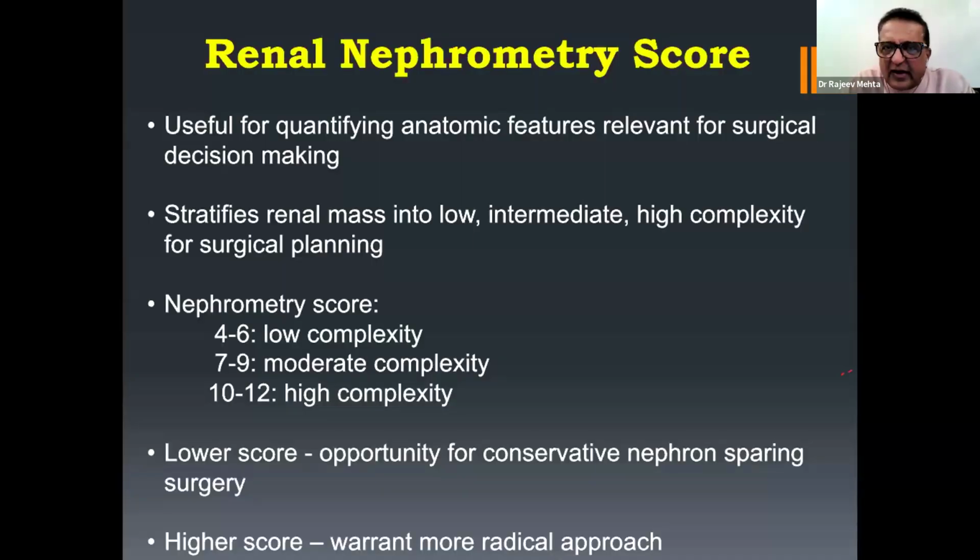Now, renal nephrometry has become part of the radiologist's report, and in our institute, each and every patient who comes for evaluation of renal masses must have the nephrometry score included. It is useful for quantifying anatomic features relevant for surgical decision-making, and stratifies renal masses into low, intermediate, and high complexity for surgical planning. Nephrometry score 4 to 6 is low complexity, while 10 to 12 is high complexity. A lower score generally suggests an opportunity for conservative nephron-sparing surgery, while a higher score generally warrants a more radical approach.